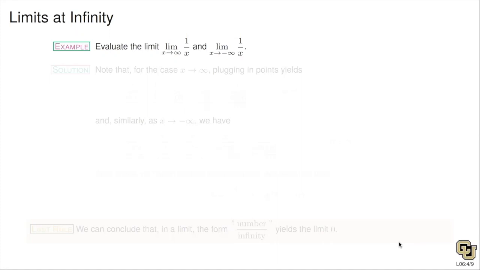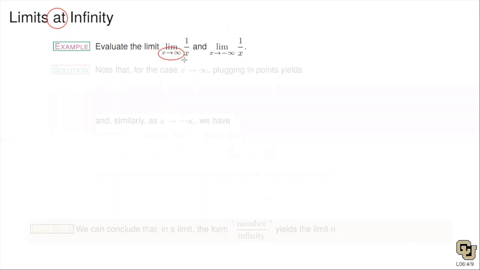So last time we were talking about limits at infinity. I want you to pay attention to this word right here, at infinity. So here we're given these two limits, the limit of 1 over x as x goes to infinity, and the limit of 1 over x as x goes to negative infinity.